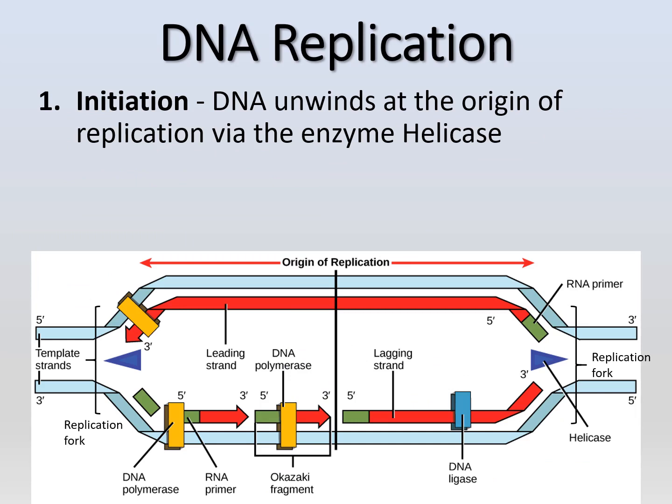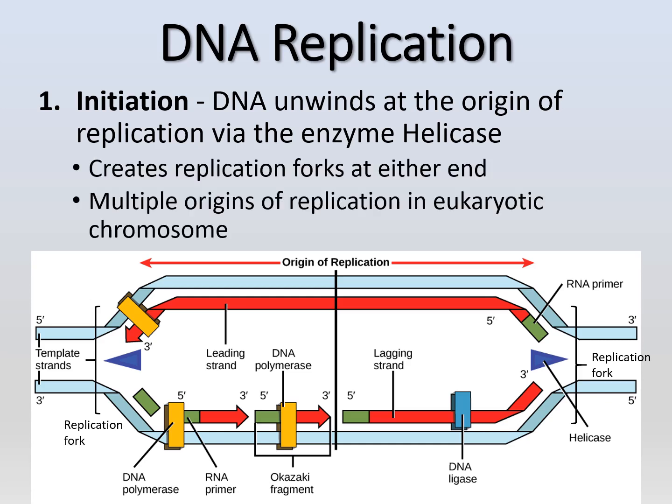So the first step of DNA replication is called initiation. This is where we have to unwind or unzip the DNA. And we call this the origin of replication, and we use that enzyme called helicase. Now remember, we have so much DNA, right? 6.5 feet of DNA. There's no way you're going to find the very beginning and the very end. So essentially you're just going to have to start in the middle, okay? So that means you're going to have to unzip, going in both directions.